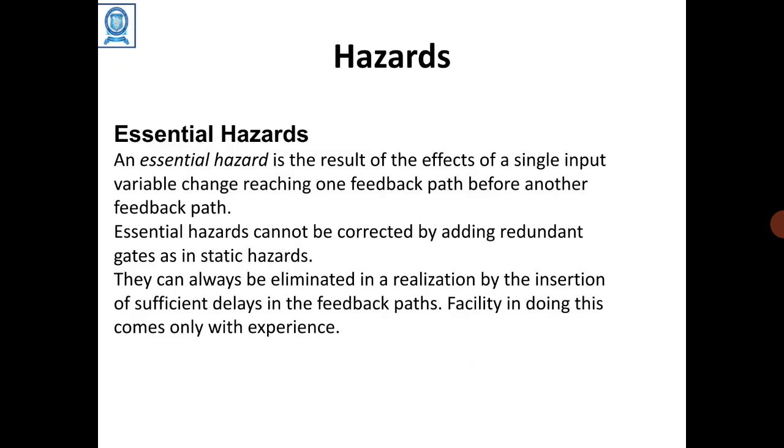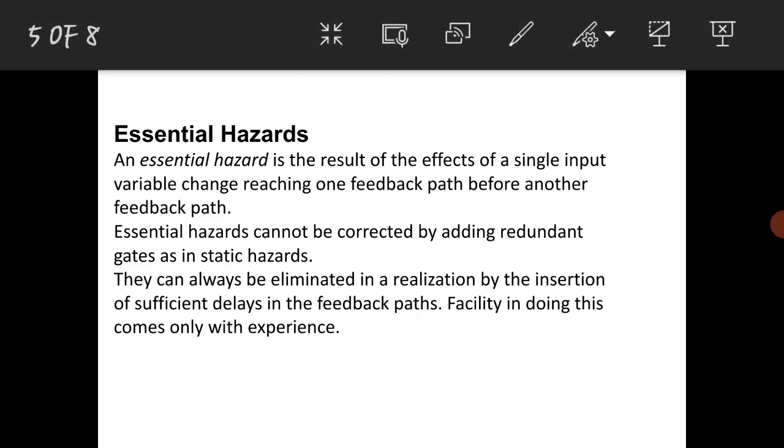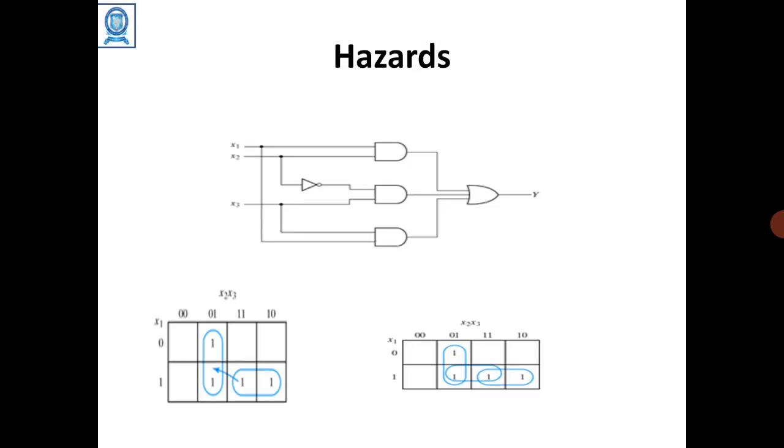And we have to know what an essential hazard is. An essential hazard is a hazard which produces its effects as a single input variable change reaches one feedback path before another feedback path. So the circuit should have more than one feedback path. When the correct output occurs through one feedback path but the other feedback path gives another output, that output may be false. That is called an essential hazard. This type of hazard we can see in hazard circuits.